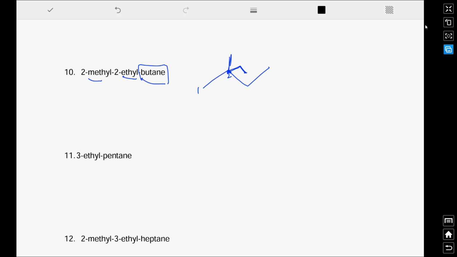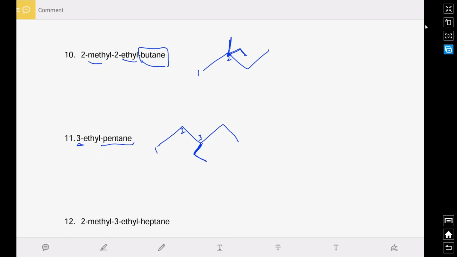So let's look at number 11. We have a 3-ethyl pentane. So backbone, pentane, draw 5. So 1, 2, 3, 4, 5. And at the 3 carbon, so 1, 2, 3, we have an ethyl group. An ethyl group, again, just like this. There we go. Right, so hopefully this is making sense.